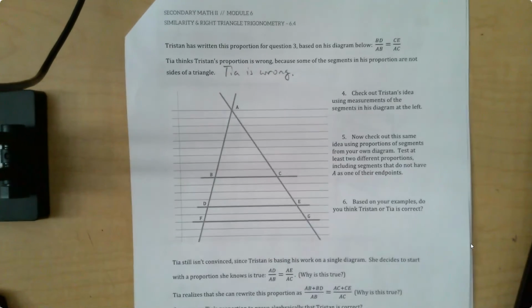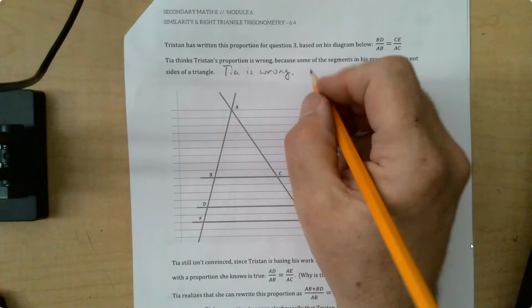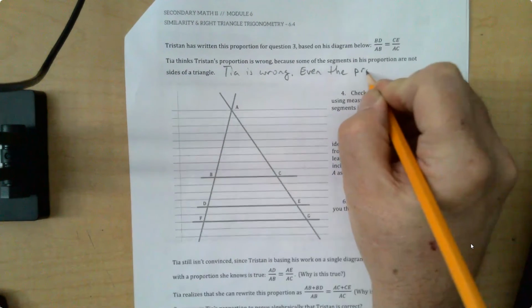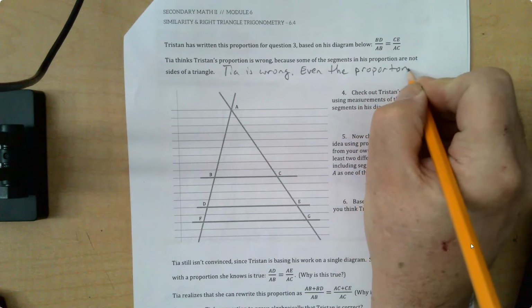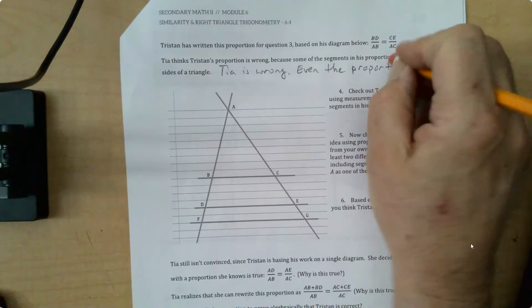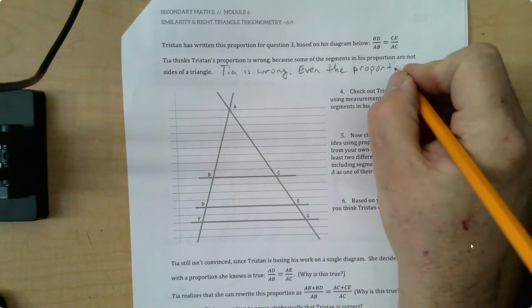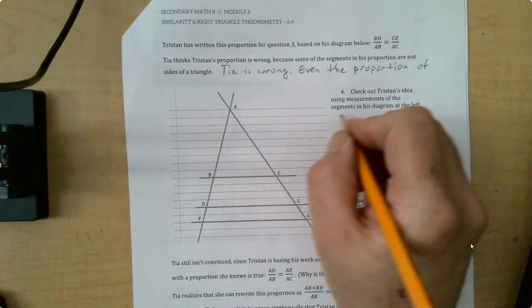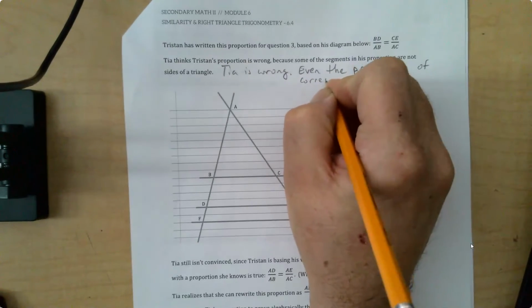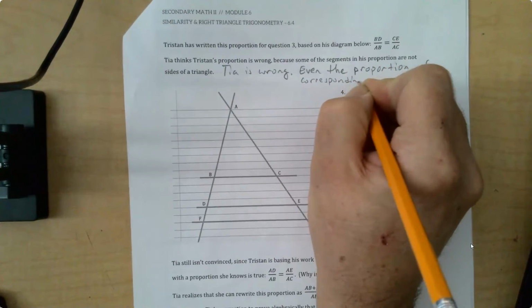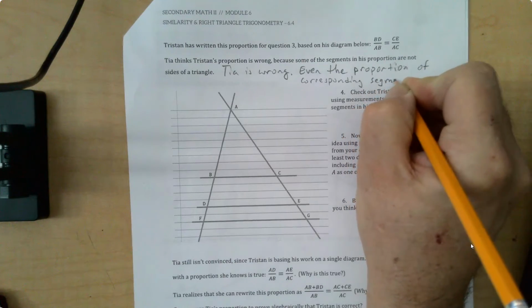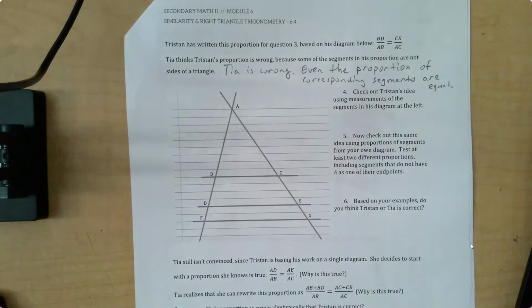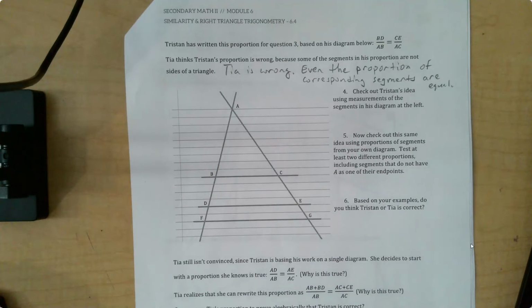Tia is wrong. Even the proportion of corresponding segments are equal.